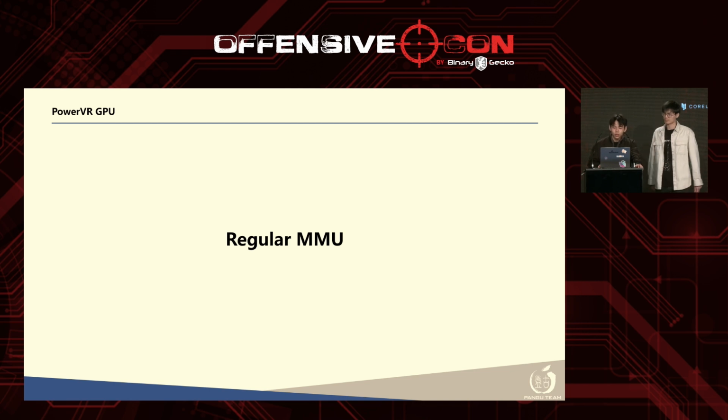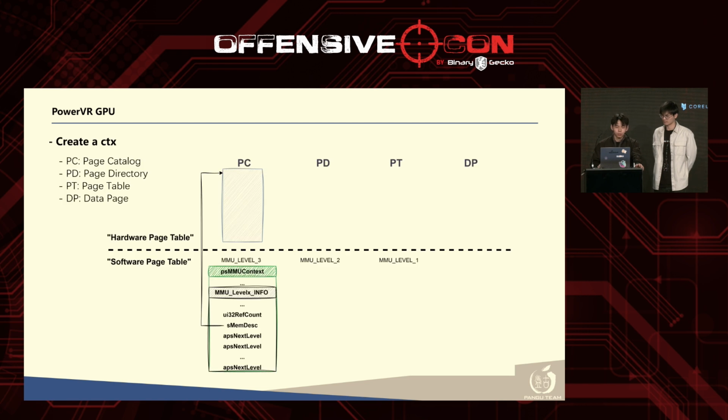So now let's dive into the GPU MMU and talk about more technical details. Normally, PowerVR's page table hierarchy consists of 3 levels: PC, page catalog; PD, page directory; and PT, page table. Additionally, PT here refers to the actual data page. When creating a context, the driver creates an MMU context structure. The MMU context contains a top level MMU level info struct. The MMU level info struct contains a lot of entries pointing to the next level, which looks like a page table and works like a page table when the driver sets up memory mappings.